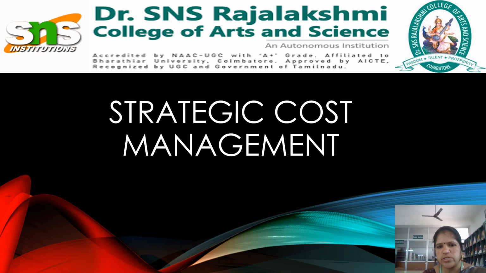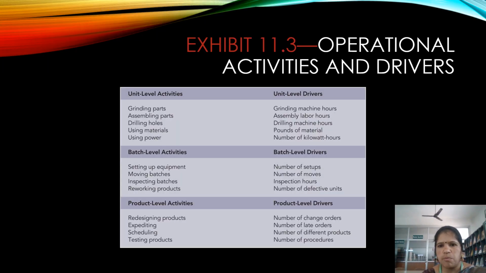Under strategic cost management, we discussed the operational activities in the last class. The remaining points we are going to discuss now. Operational activities and drivers. Unit level activities: grinding parts, assembling parts, drilling holes, using materials, using power. Unit level drivers: grinding machine hours, assembly labor hours, drilling machine hours, pounds of material, number of kilowatt hours.